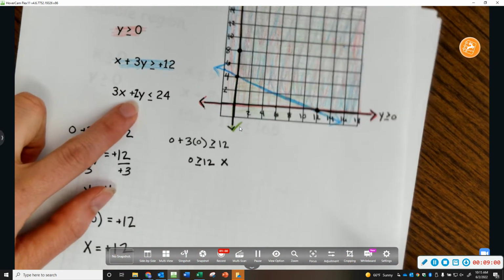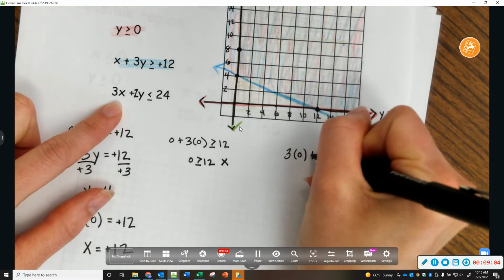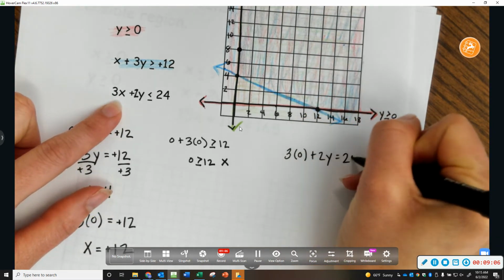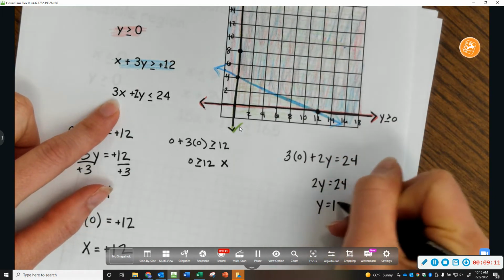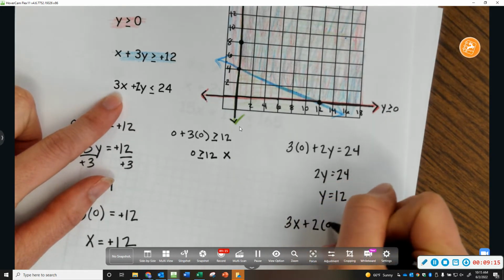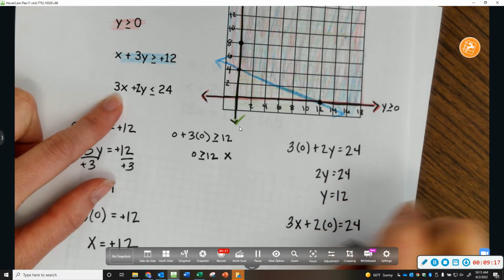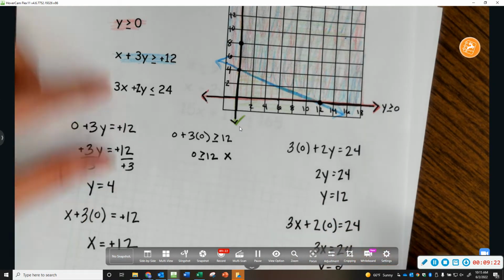So I'm going to make a 2 right there. So now 3 times 0 plus 2y equals 24. So 2y equals 24, y equals 12. 3x plus 2 times 0 equals 24. 3x equals 24. X equals 8.